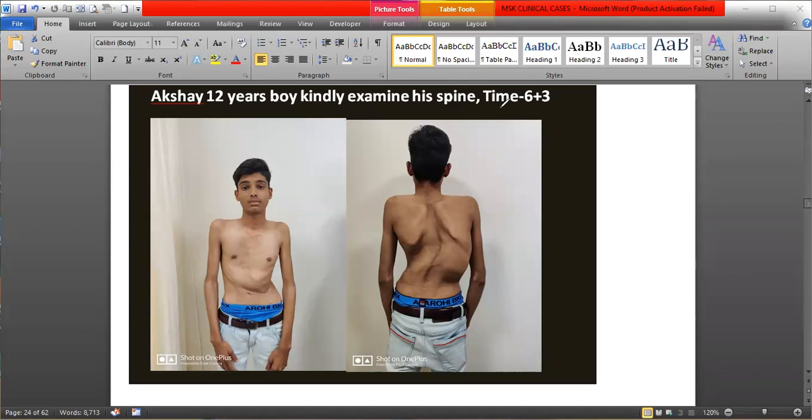So what are the investigations you want to do for this child? What are the differential diagnoses? First of all, present your case and what are the differential diagnoses?